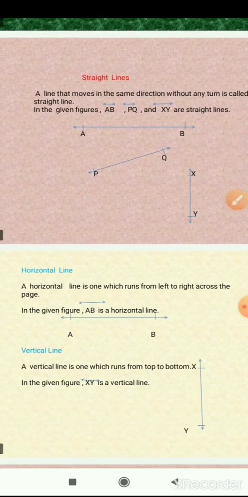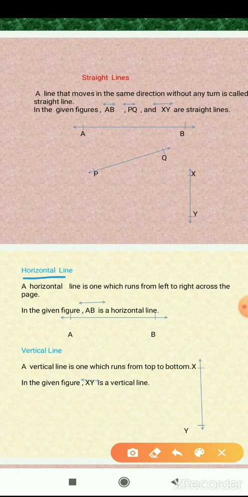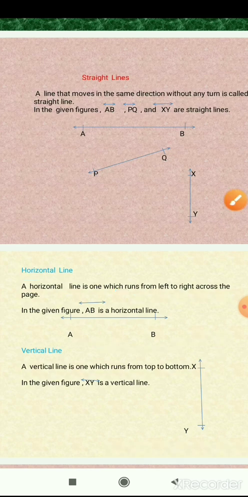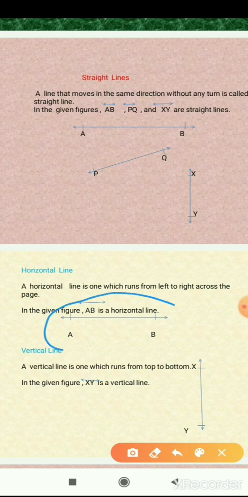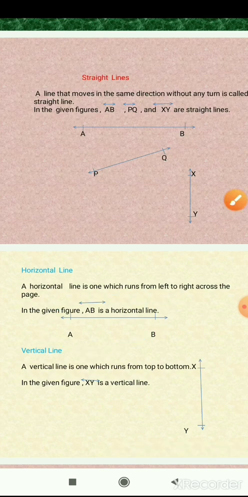The first type is the horizontal line. A horizontal line is one which runs from left to right across the page. It is moving from left to right across the page. In the given figure, AB is a horizontal line.